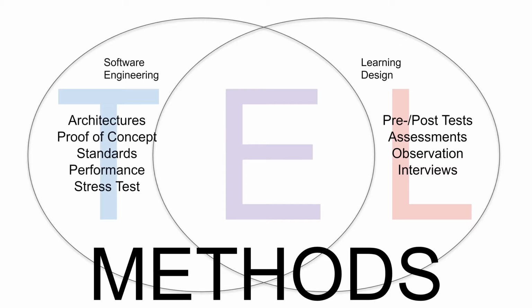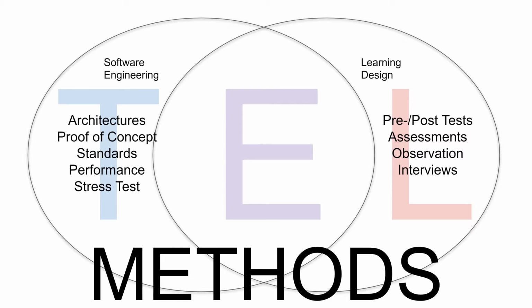On the other side, technology has approaches like software engineering, system design, and other approaches to say, how do we develop an architecture, a proof of concept, a prototype? How do we create standards for interoperability, measure performance, and do stress tests of systems?